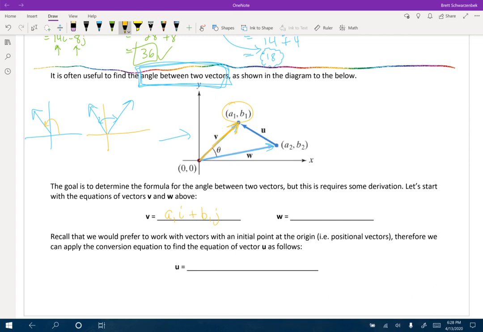If it had been 3, 4, you would have called it 3i plus 4j. So what do we do with that? Well, we'll talk about that later. What about w? All right, that's our next one.